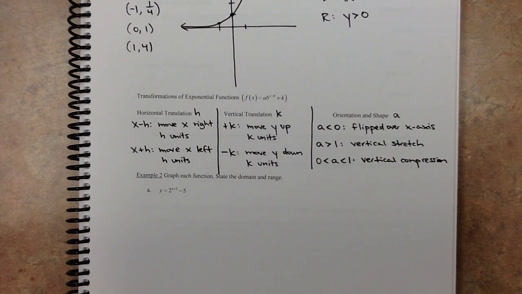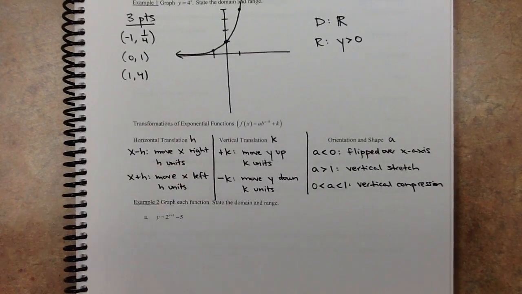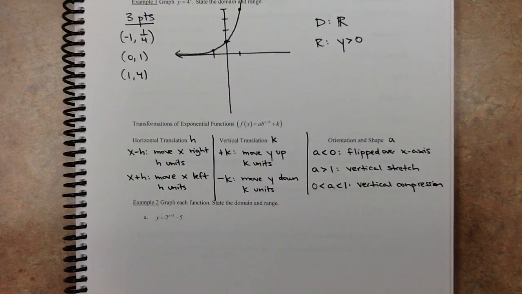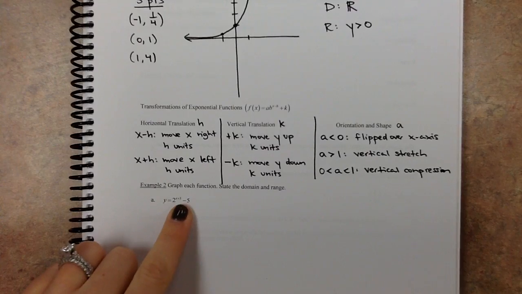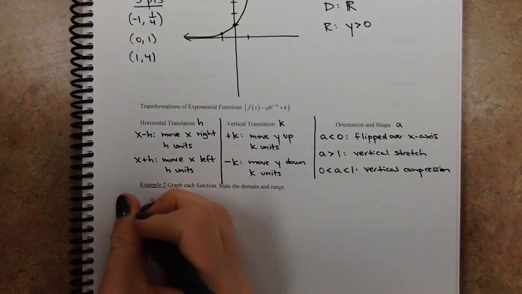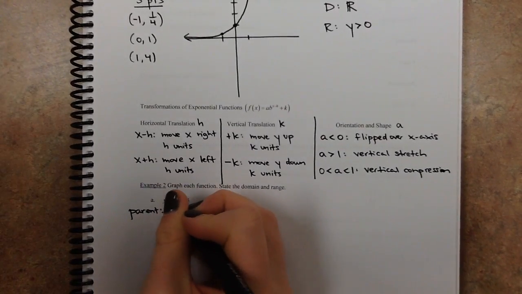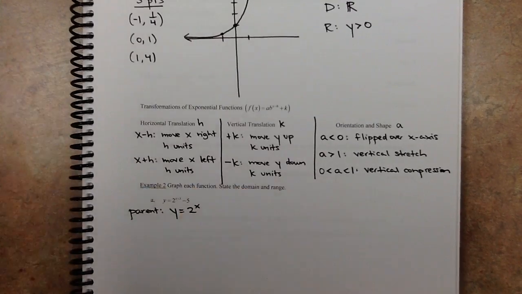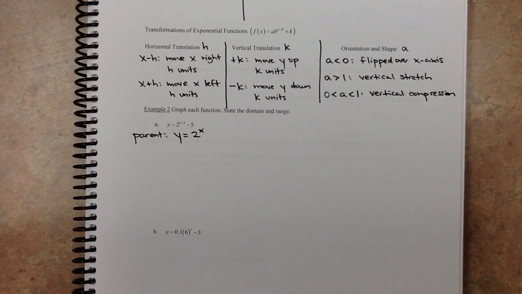Okay, so we're going to walk through exactly how we would apply these transformations. And the way we're going to do that is by starting with our original 3 points and then transforming them. So for this one right here, we've got y equals 2, we have an x plus 3, and then a minus 5 on the outside. So our parent graph, the original, we would have just y equals 2 to the x. So what we want to do is first write down what the parent graph would have as its 3 original points, and then we're going to transform them.